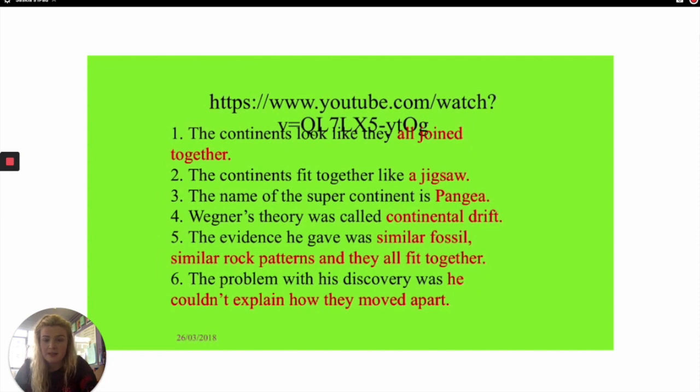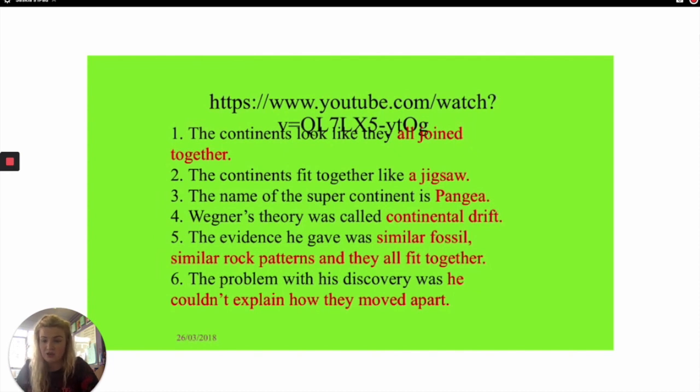Okay, the name of the supercontinent is Pangea. So, the big continent, the original continent, is called Pangea. Wegener's theory was called continental drift. So, that's what he believed, the continents had drifted. The evidence he gave was similar fossils, similar rock patterns, and the fact that they all fit together, okay?